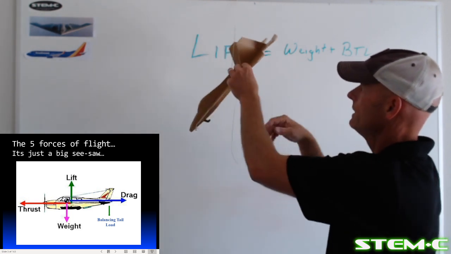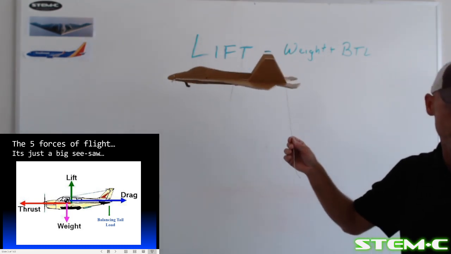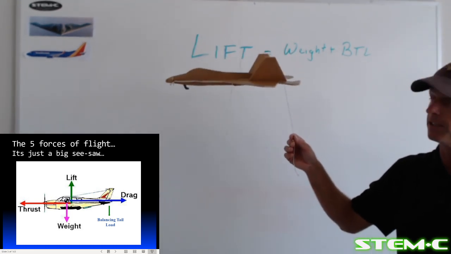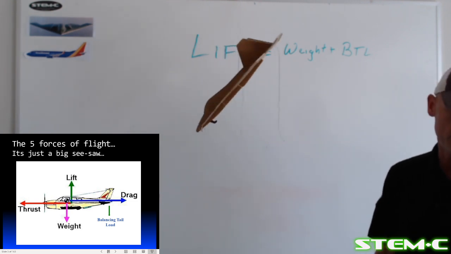So, as you can see right now, I have not put any balancing tail load in. If I put balancing tail load in, now this airplane flies. Without it, the airplane just does a lawn dart.